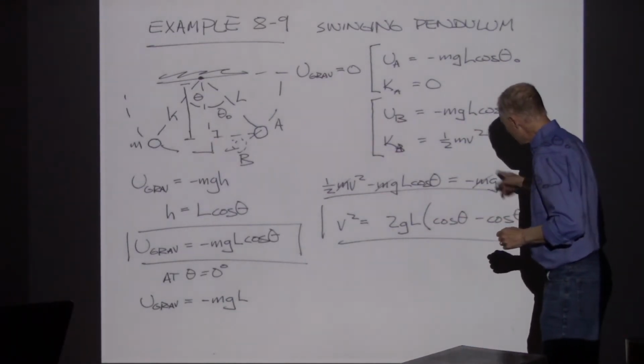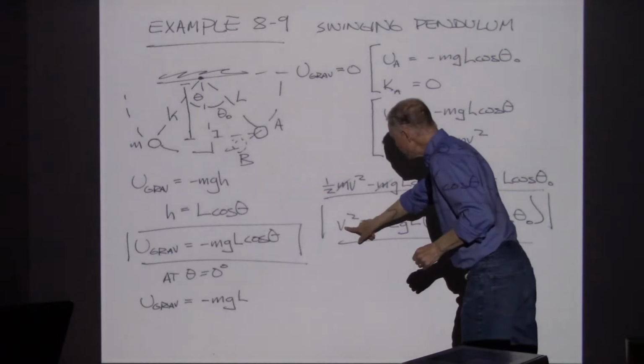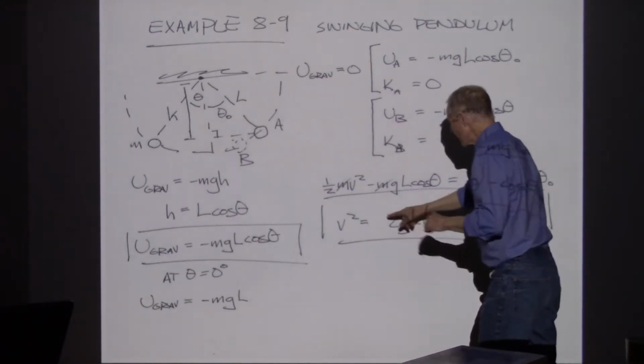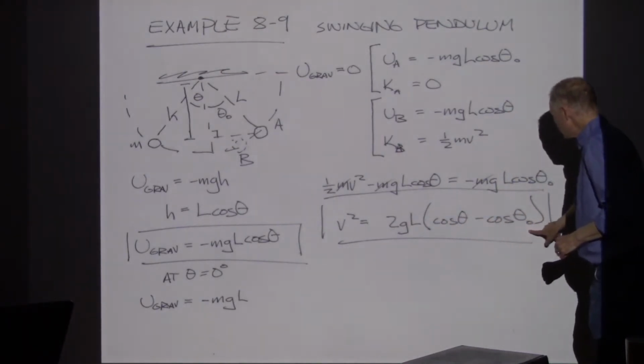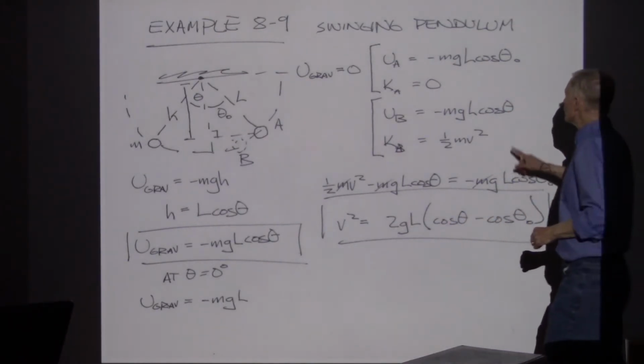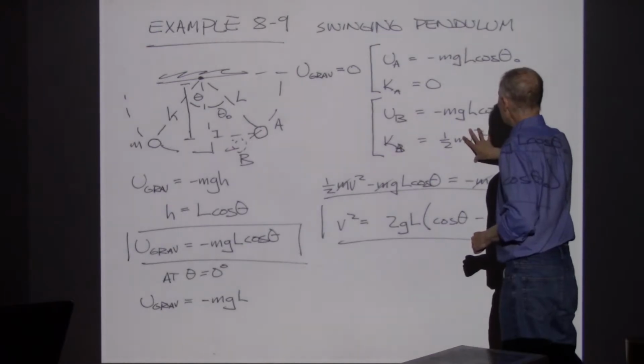This is actually the result here. So this says v squared, we'll come back to this, but we're trying to get v as a function of theta. So I'm going to leave that 1/2 mv squared.